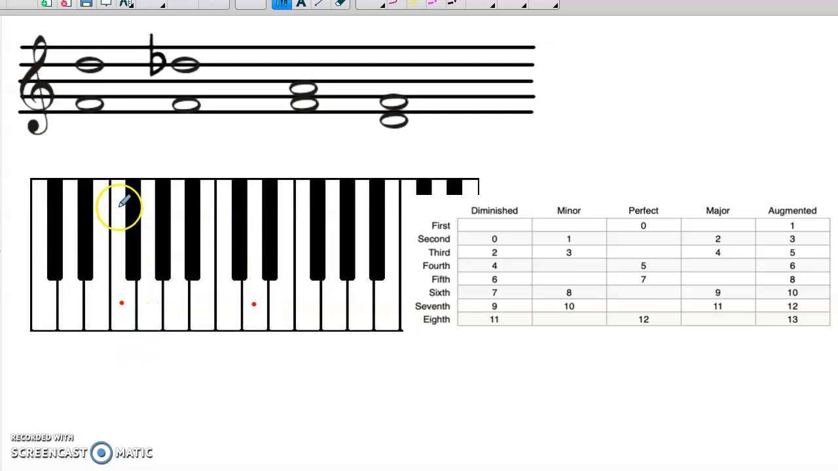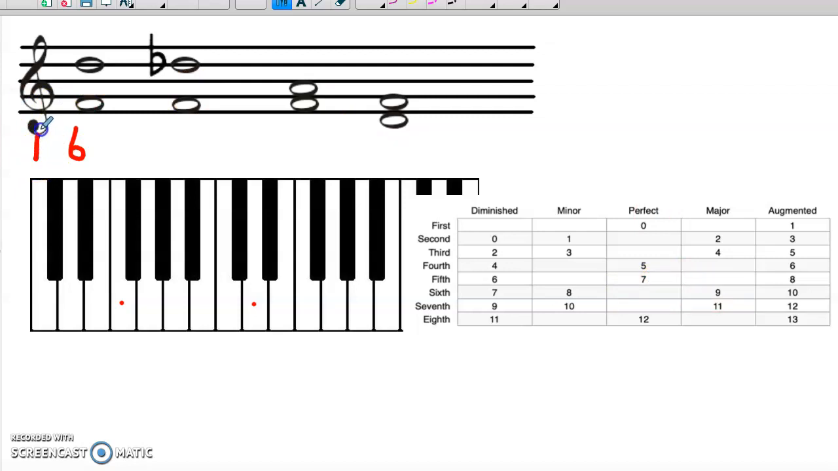We know this is some kind of a sixth, but we don't know if it's a major or a minor. And the way that we figure this out is we count the half steps. Are there 8 half steps or 9 half steps? So we start here and we go up from here to here is 1, 2, 3, 4, 5, 6, 7, 8, 9. There are 9 half steps, which means this is a major sixth.